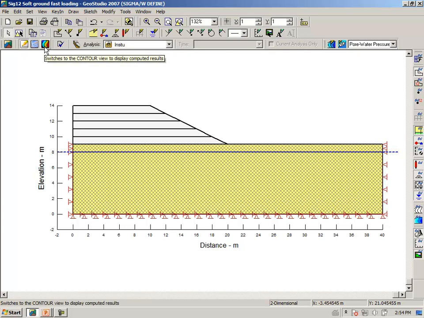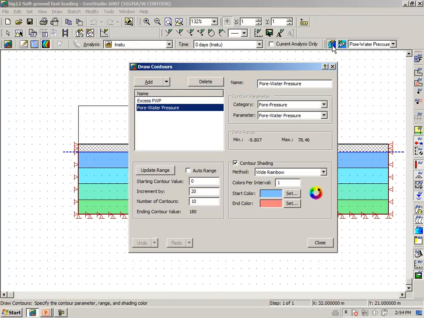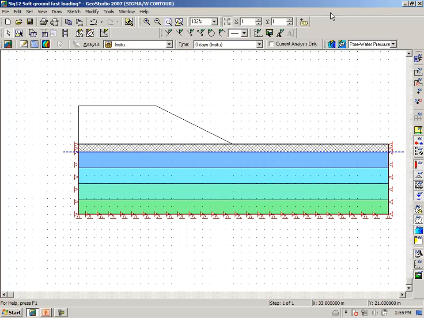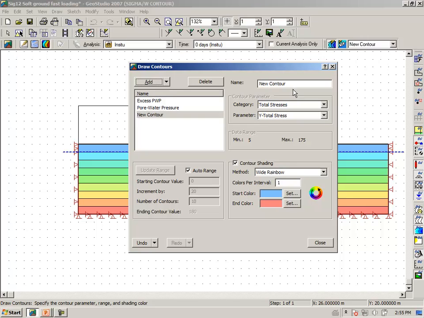Very quickly spot checking the results. We are plotting here the pore pressure starting at 0. We notice that it corresponds to the specified position of the water table. We could also add a contour of Y total stress.